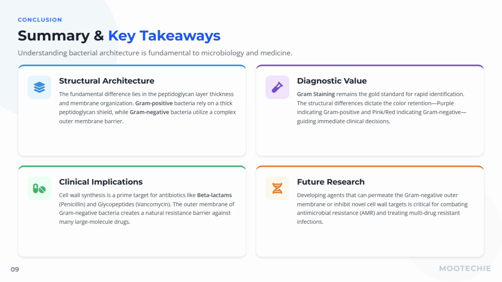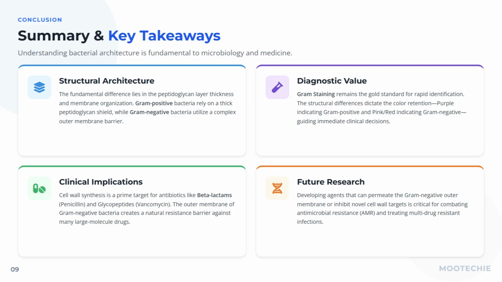Clinical implications. Cell wall synthesis is a prime target for antibiotics. The outer membrane of gram-negative bacteria creates a natural resistance barrier. This explains why some antibiotics only work on gram-positives and why gram-negative infections can be trickier to treat from the start.